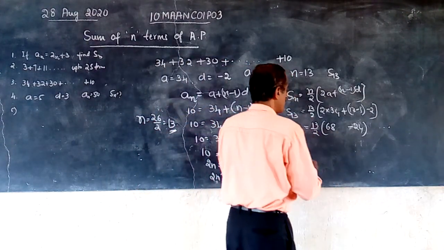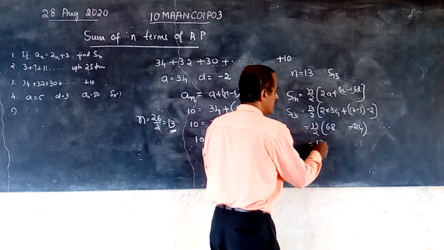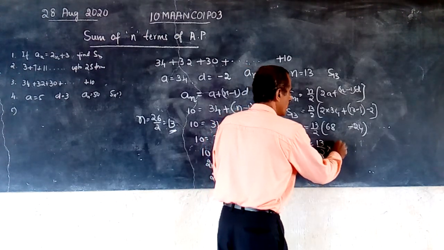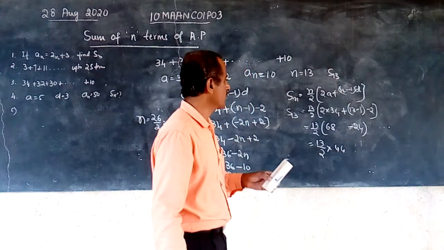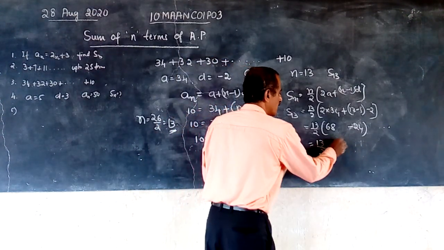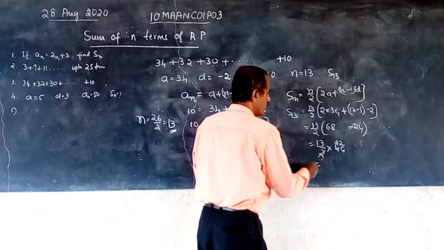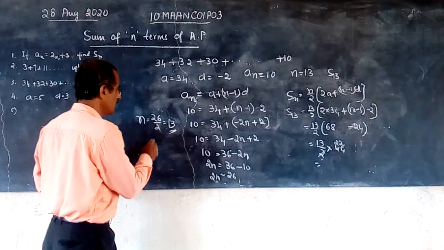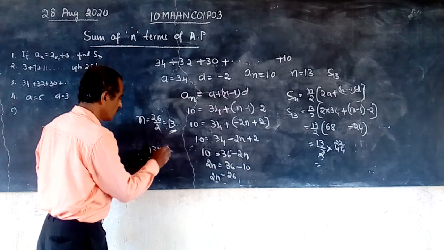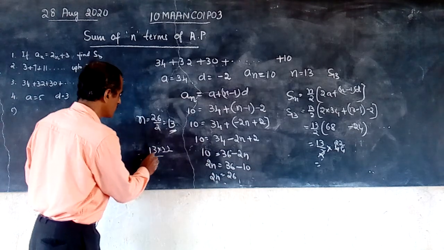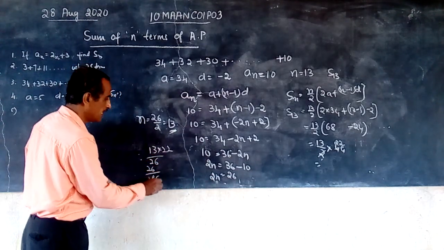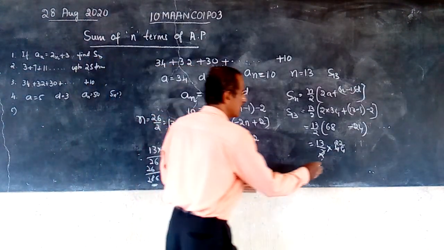So 68 plus minus 24 is equal to 68 minus 24. What is the answer? 68 minus 24 is equal to 44. So 44 divided by 2 is 22, two 22s are 44. So 13 into 22. Two 3s are 6, two 1s are 2, so 13 into 22 is 286.